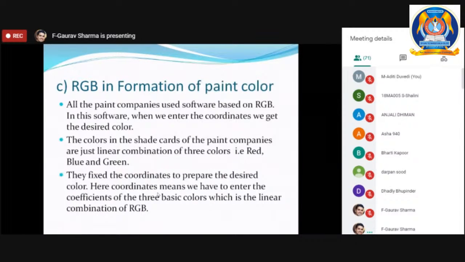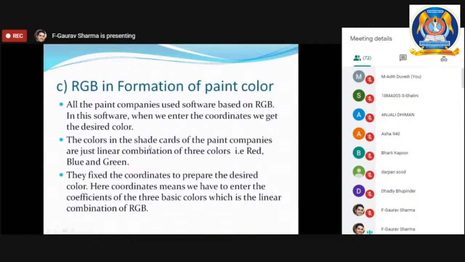The other application is RGB in the formation of paint colors. Whenever you visit any paint shop, you will see a computer system with software there. Whichever shade you want, they just put in the coordinates and the desired color comes out. That software is also based on the RGB pattern. All the paint companies use software based on RGB. In the software, when we enter the coordinates, we get the desired color.